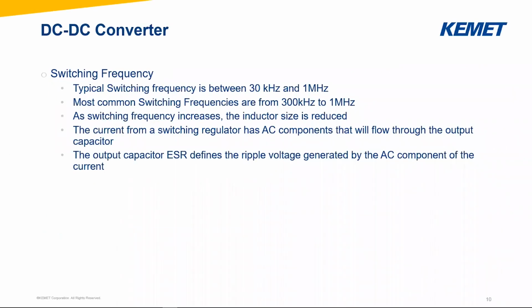So mainly we are talking about the switching frequency. And we have just talked about the frequency before. The frequency is dependent on the material we are using. So the typical switching frequency is somewhere between 30 kilohertz and 1 megahertz. Let's say the most common switching frequencies are from 300 kilohertz to 1 megahertz.